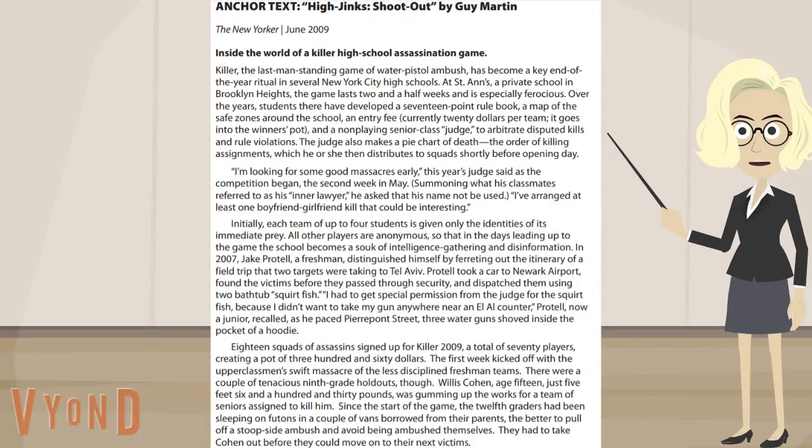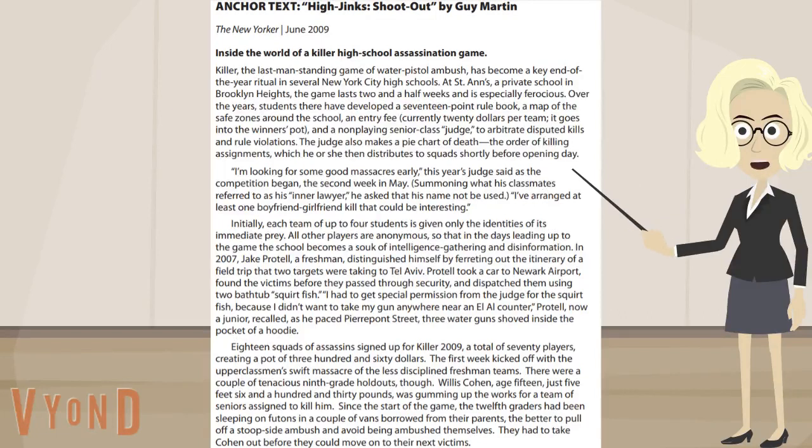Initially, each team of up to 4 students is given only the identities of its immediate prey. All other players are anonymous, so that in the days leading up to the game, the school becomes a soak of intelligence gathering and disinformation. In 2007, Jake Protel, a freshman, distinguished himself by ferreting out the itinerary of a field trip that 2 targets were taking to Tel Aviv.